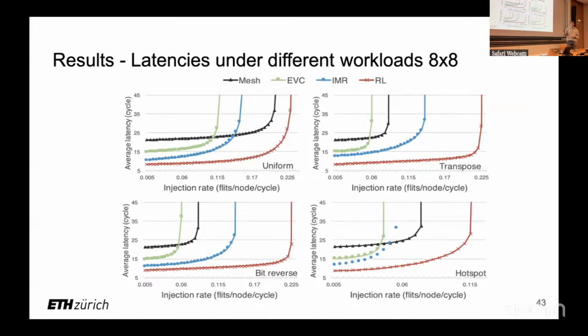Now we've already seen the synthetic traffic they put in the network. They do this again and compare against different kinds of networks. Here, mesh is just a regular mesh network. EVC is also a mesh network where you do some extra logic to decrease latency. And then IMR is the previous state of the art of routerless designs. And as you can see here in the red, it clearly outperforms all of the other topologies across all of the different workloads and also across all different injection rates, so all throughputs.